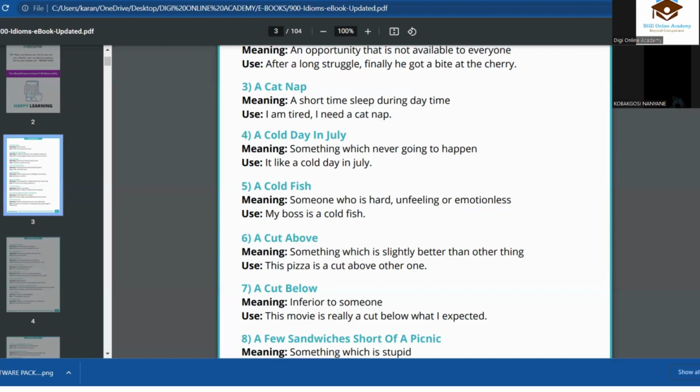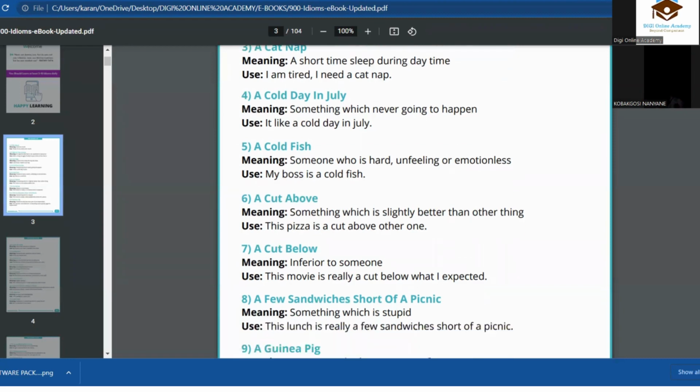Is there any book, any movie, any serial, any news channel? So you can use the sentence with that and show me which movie. For me, assassination is a cut below. Cut below what you expected. Great, great.